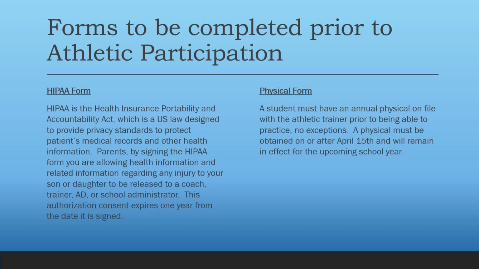Along with completion of the online student and parent meeting, there are 3 other forms that are required prior to participation in the athletic activities offered by the Fargo Public Schools. The first is the HIPAA form, which allows medical information about the student athlete to be shared with the athletic training staff, coaches, and administration. The second is the physical form that was referenced earlier in the meeting.